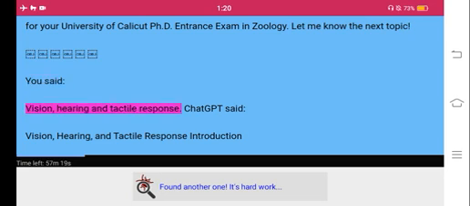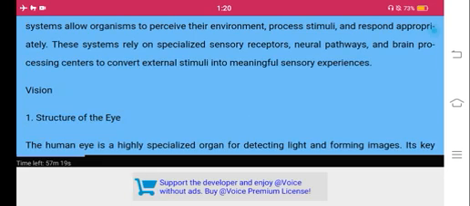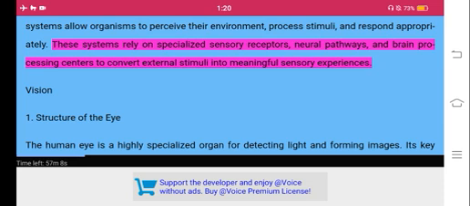You said: Vision, hearing and tactile response. ChatGPT said: Vision, hearing, and tactile response introduction. Sensory perception is fundamental for survival and adaptation. The visual, auditory, and tactile systems allow organisms to perceive their environment, process stimuli, and respond appropriately. These systems rely on specialized sensory receptors, neural pathways, and brain processing centers to convert external stimuli into meaningful sensory experiences.